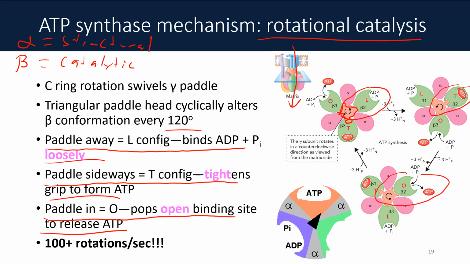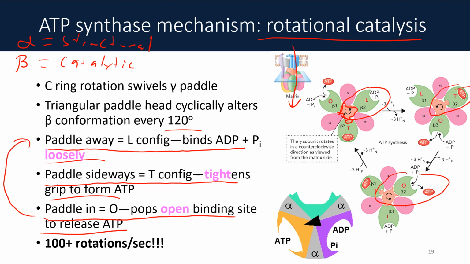The paddle's facing in, and it's kind of like when you release ice cubes from the tray, you have to protrude your thumbs into the bottom of it to pop it out. And that's essentially what happens. It protrudes inward, and we're going to open it up and release our ATP, and that's going to let us go back to square one and repeat the process.